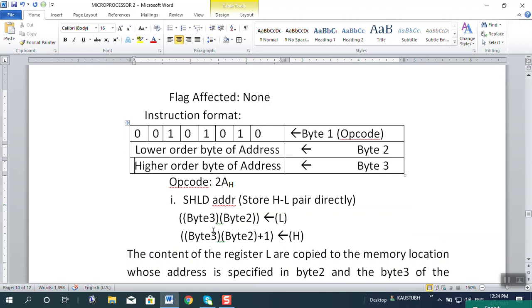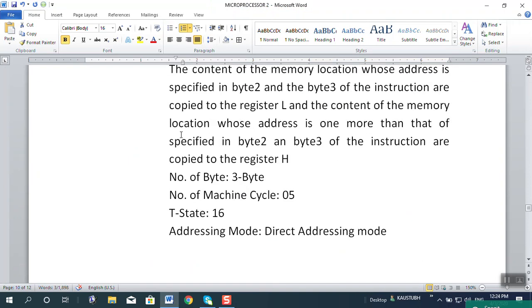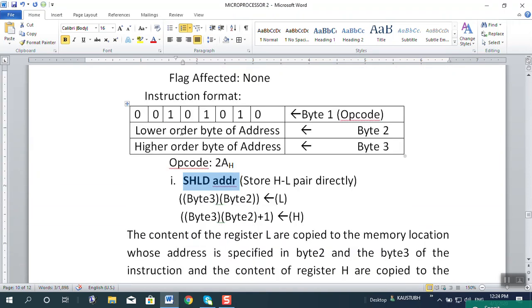Like LHLD, it is load HL register pair. Similarly, SHLD, store HL register pair directly. It's the same as the previous one, but just opposite. From L, the data will be copied to the memory location whose address is given here, and from H, data will be copied to the memory location whose address is one more than this address.